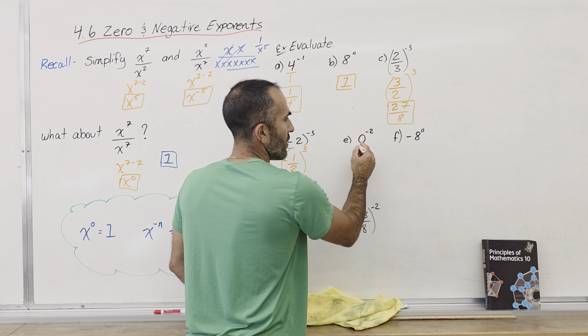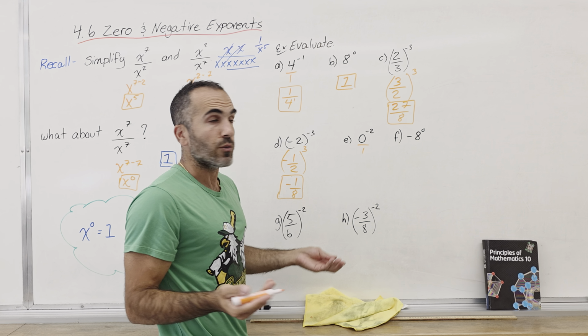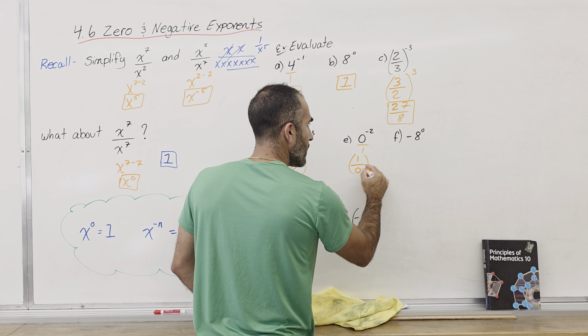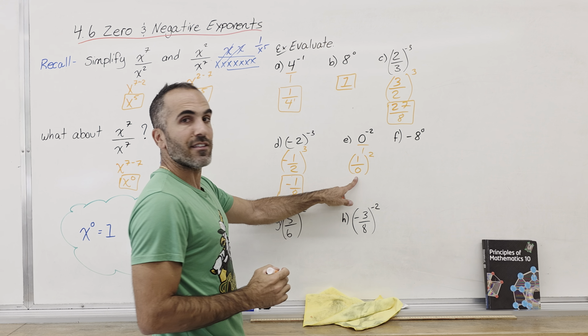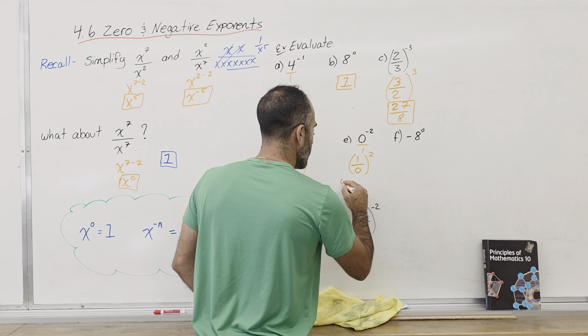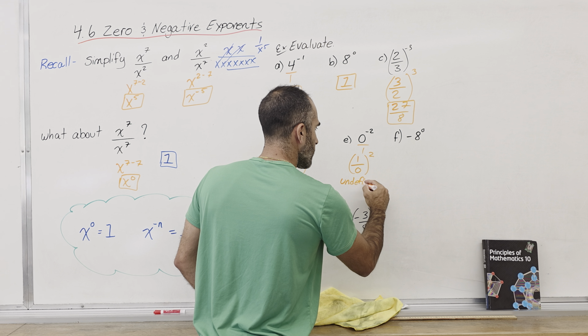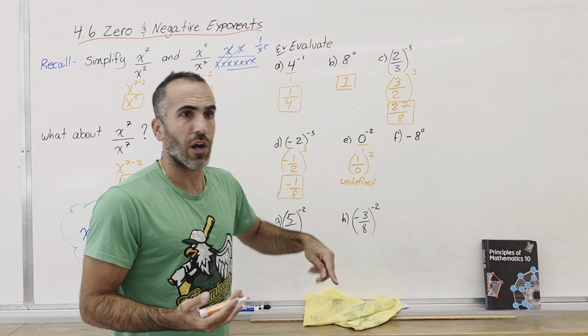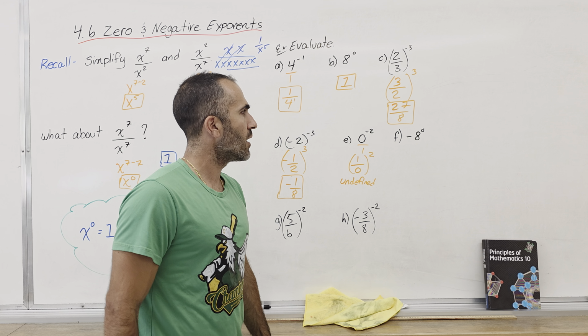0 to the negative 2, you can think of 0 as 0 over 1. It's really 0 over anything. But if I'm flipping it, I get 1 over 0 to the 2, and I can't divide by 0. So this is a kind of tricky question. The answer to this is actually undefined. Can't have 0 to a negative exponent. It means 0 needs to go in the denominator, not allowed in math.